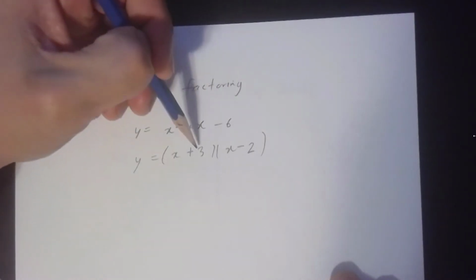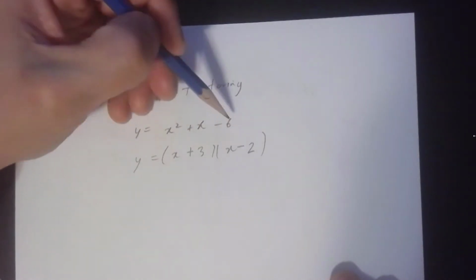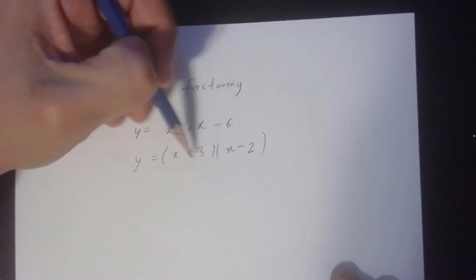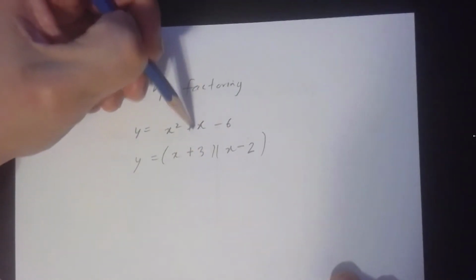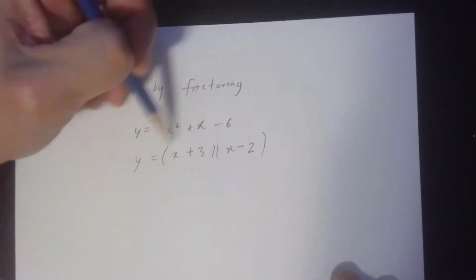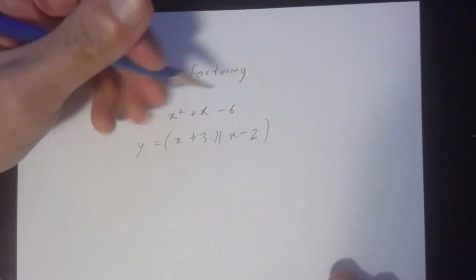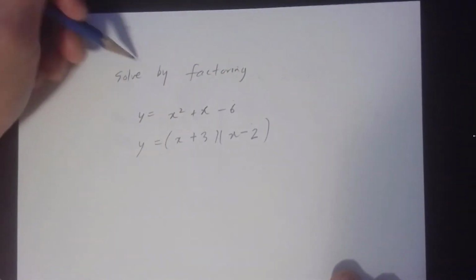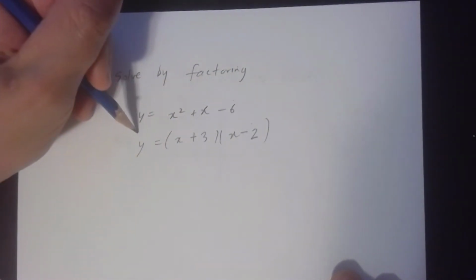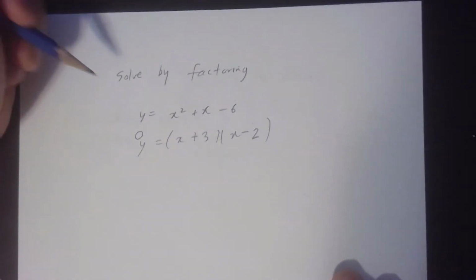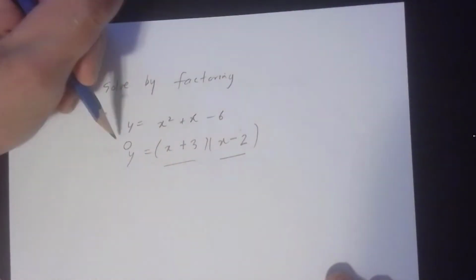Verify your answers. 3 times negative 2 is negative 6. And when you add the numbers, 3 and negative 2, it is indeed 1. So this is correctly factored. Now ask yourself, the word solve means to find the x-intercepts. Essentially, y is 0. Something times something is 0.